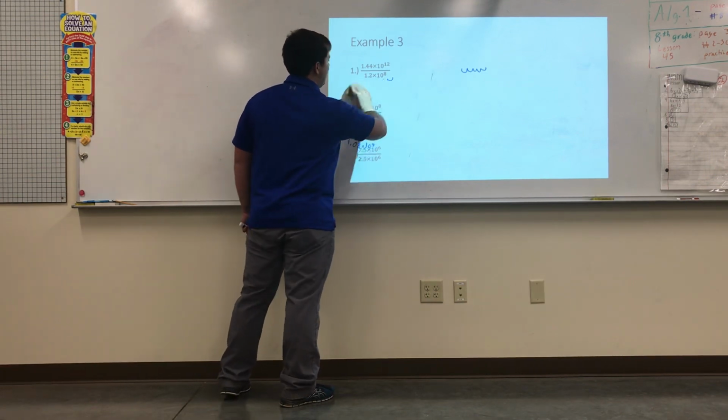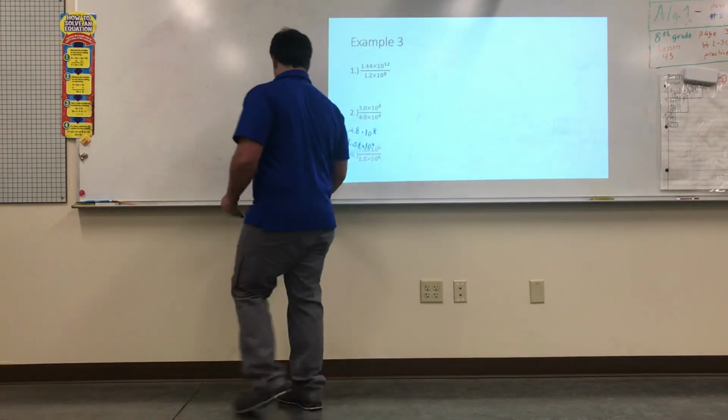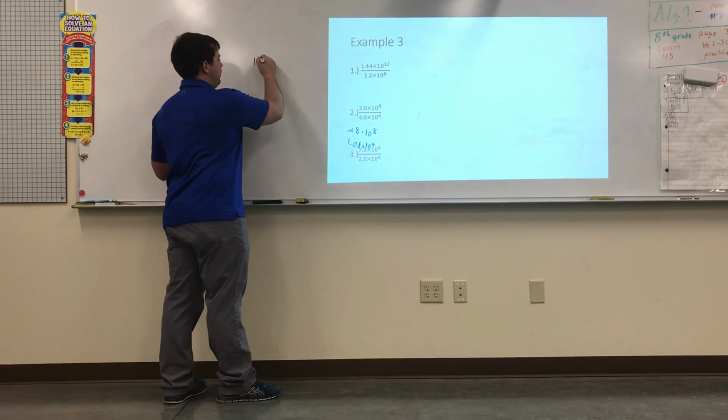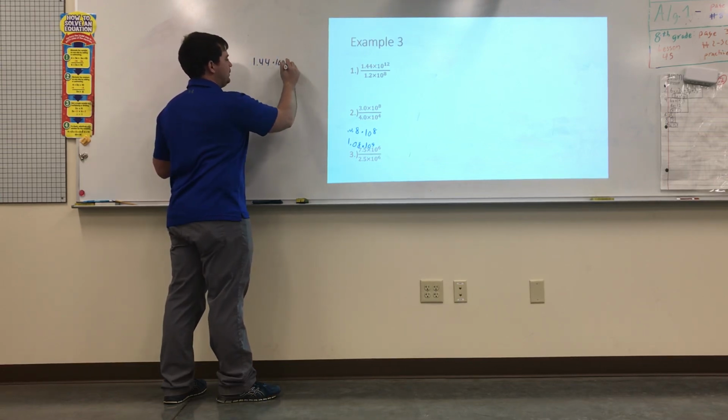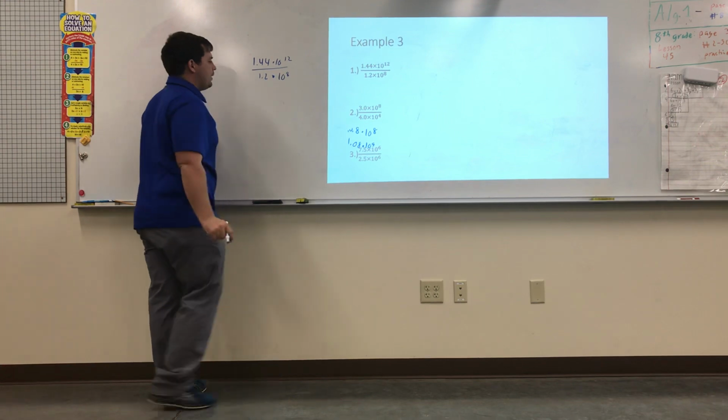Whole lot changes here. We have 1.44 times 10 to the 12 over 1.2 times 10 to the 8.